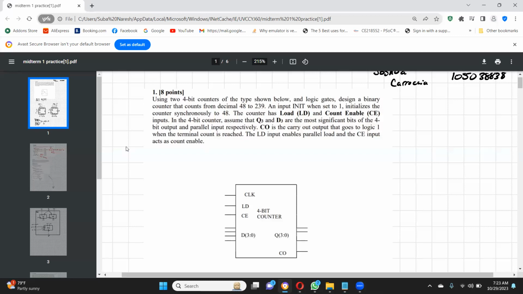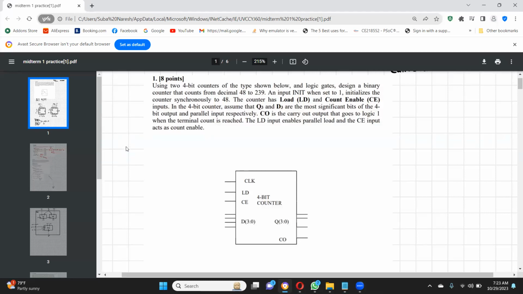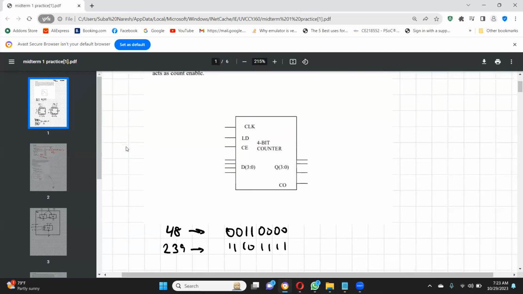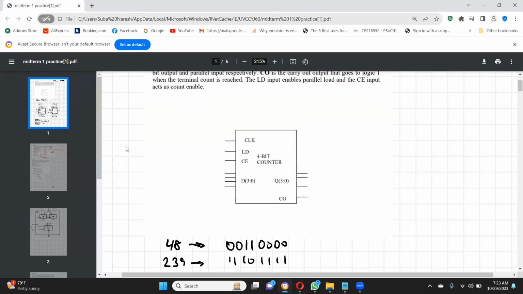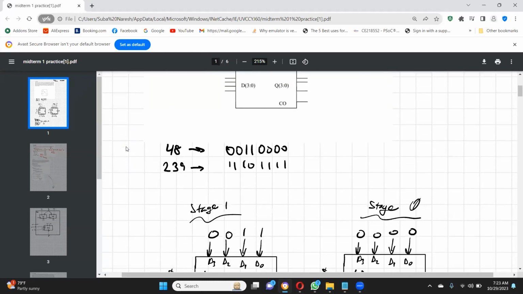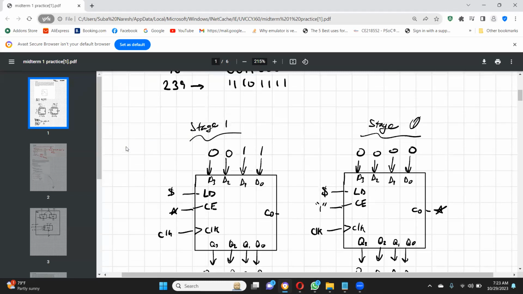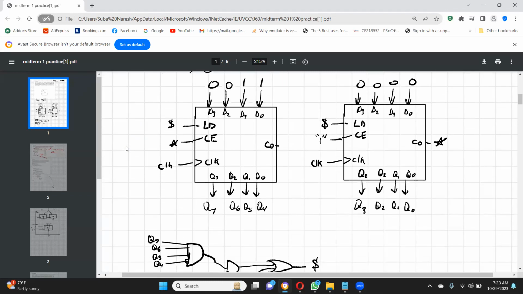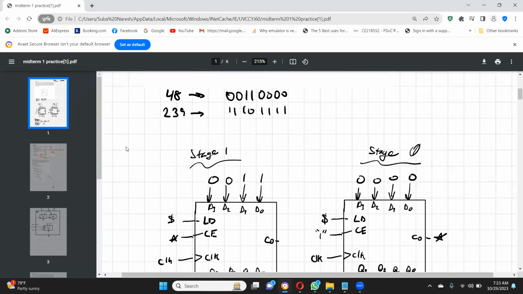The LD input enables parallel load, right? And C input acts as count enable. So the design is confirmed and it is easy. How are you going to make it? The solution is already there, but you know how to make it, right? No, I don't know. You don't understand the solution or what? Yeah, I don't understand it. Right. That's why I took this class.